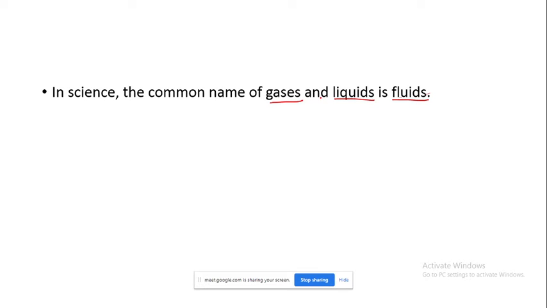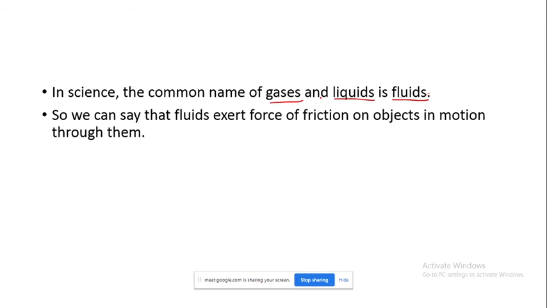Fluids exert a force of friction on objects in motion through them, and we give that a particular name. That name is fluid friction or drag. This is not the drag you were saying in the beginning. That dragging something is different and this drag is different. This drag is nothing but fluid friction.